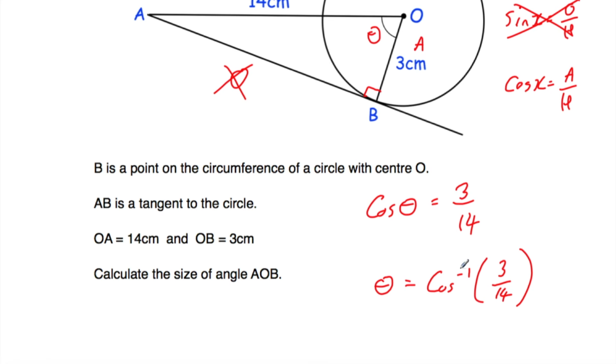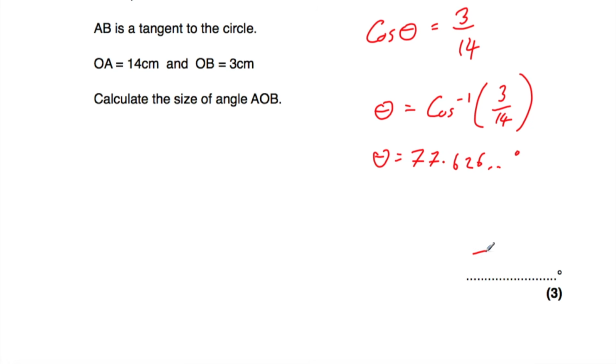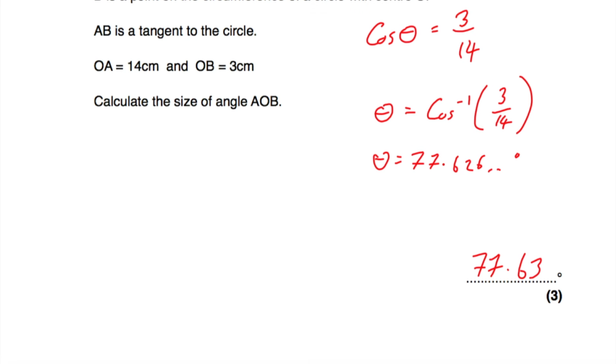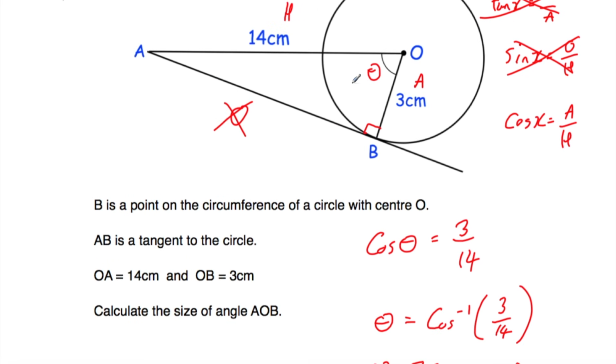So on our calculator, we'll press shift and then cos, and then the fraction button, 3/14, and then press equals, and that gives us 77.626 and so on degrees. And if we round that to 2 decimal places, that's 77.63 degrees. So we've found the size of angle AOB, that's 77.63 degrees, and that's it.